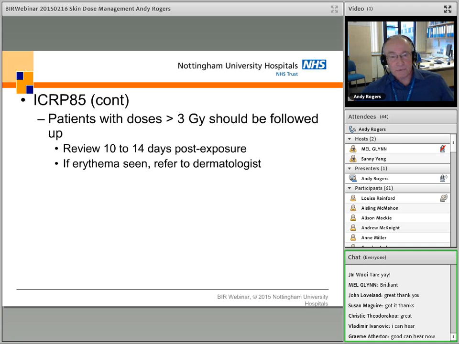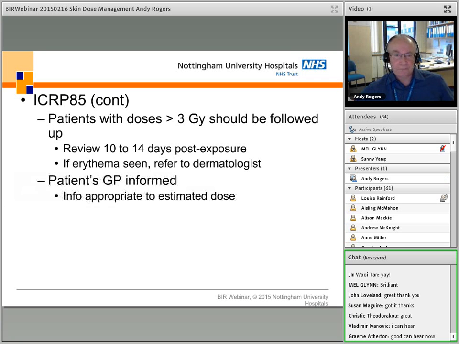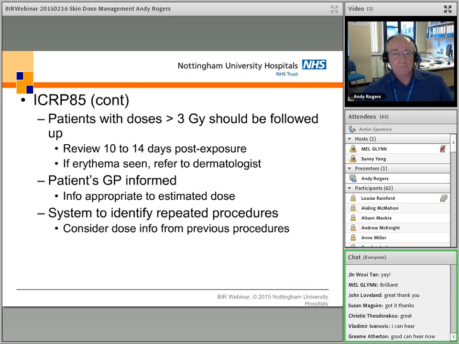I don't know about you, but most dermatologists I know absolutely freak at the thought of this happening, that their clinic's getting any busier. Also, we're going to tell the patient's GP, it's a very UK sort of thing to do, with something appropriate in relation to the estimated dose. I'm not 100% sure what that meant, but that was what we were being advised to do 15 years ago.